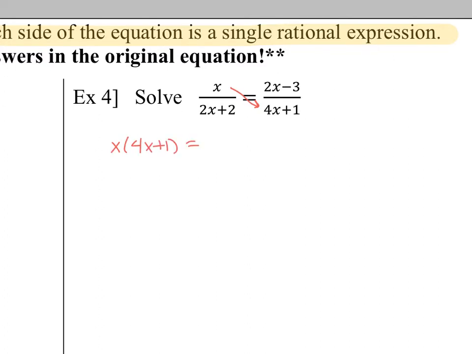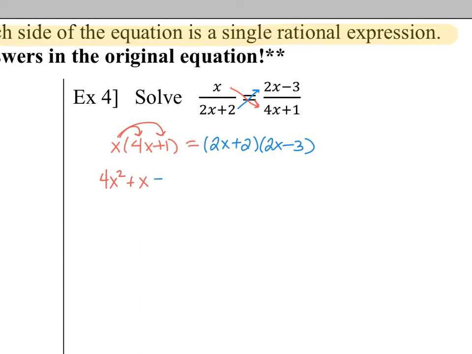Equal to 2x plus 2 times 2x minus 3. So in this case, we're going to have a binomial times another binomial. So multiplying the first one is just straight distribution. X times 4x makes 4x squared. X times 1 makes an x.